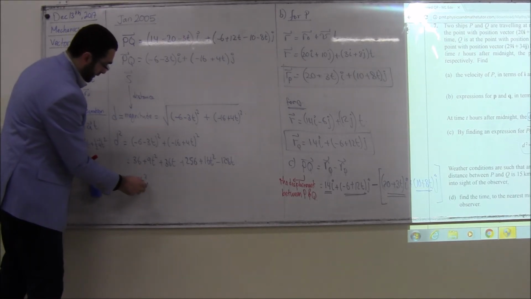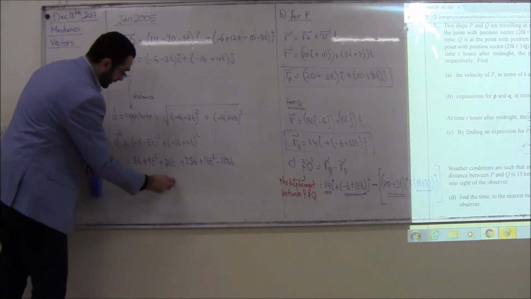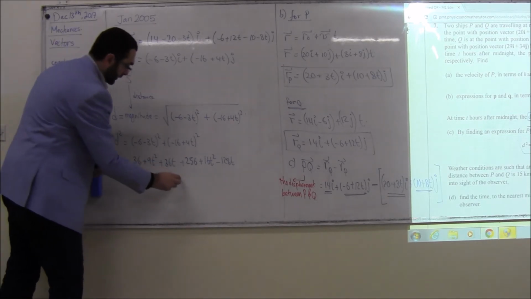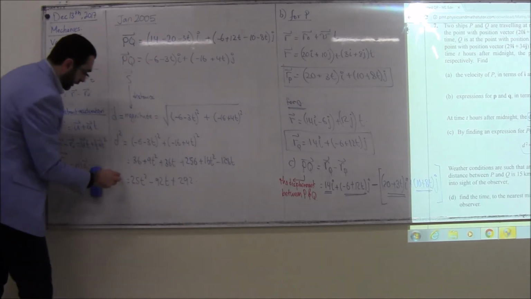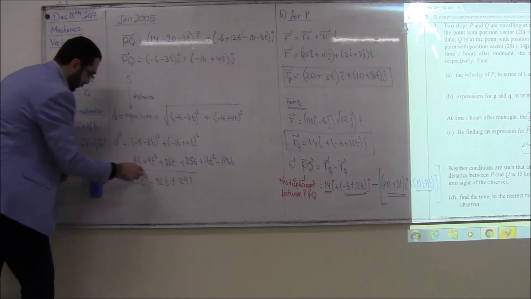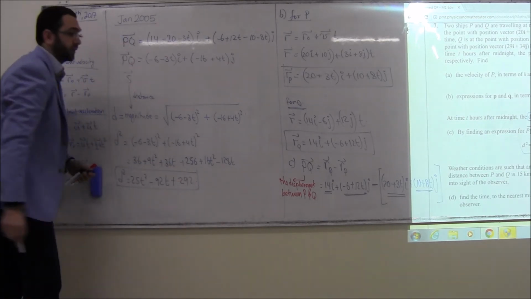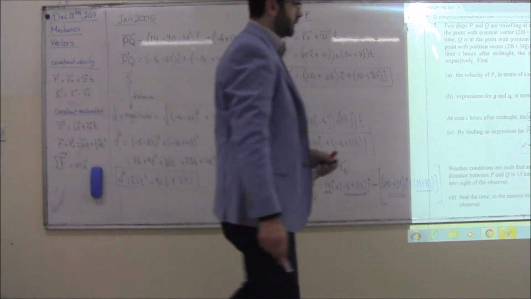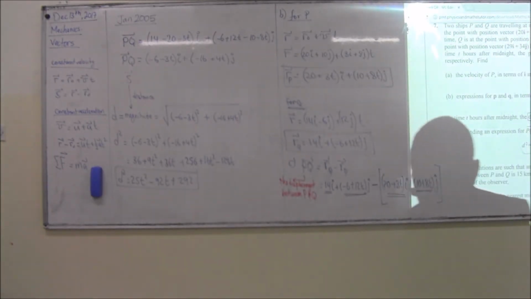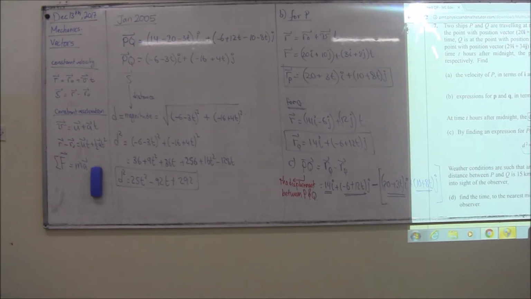Minus 92t plus 292. Which is the desired formula in the question. Clear? Any questions? Now the last part, which is easy.